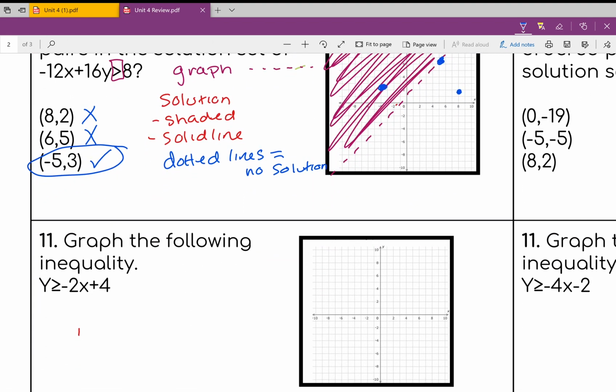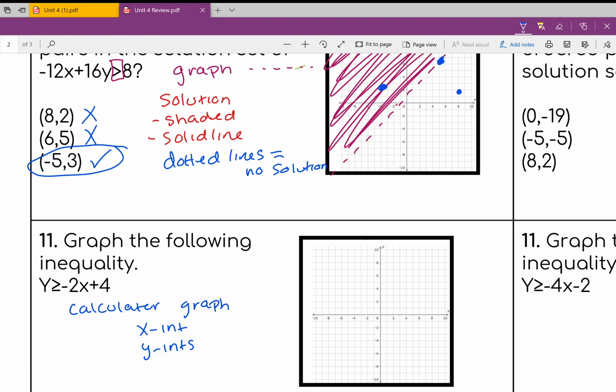Last one says graph the following inequality. This is going to be an open-ended problem. It's going to look exactly like this. You're going to have to graph it on your own. So what I suggest you do is go to your calculator and then graph it. And then in order to make sure you're graphing it correctly, look at those x-intercepts and the y-intercepts. I'm going to go ahead and graph it by hand.